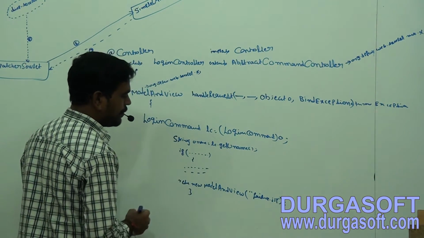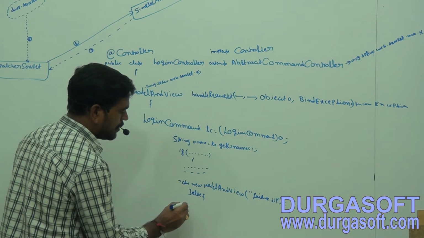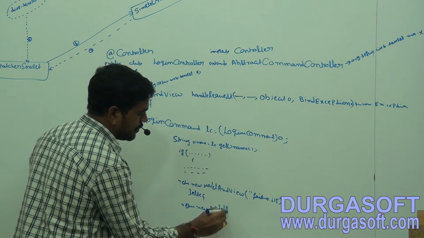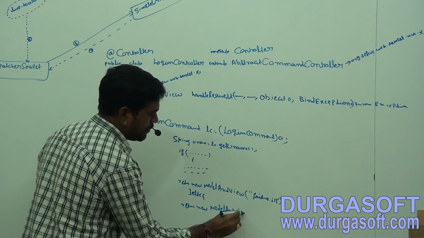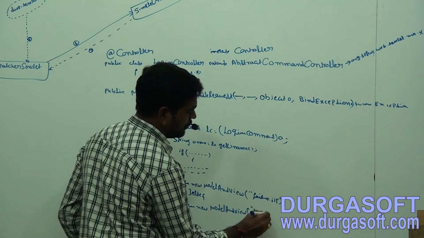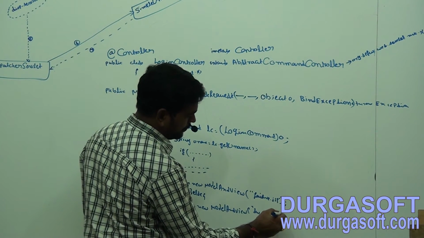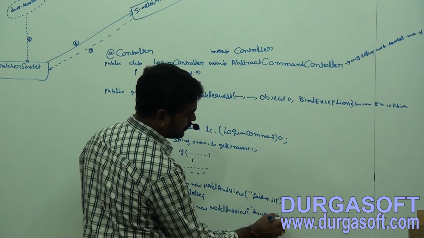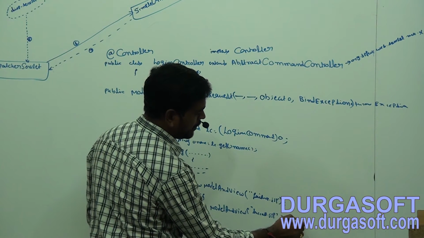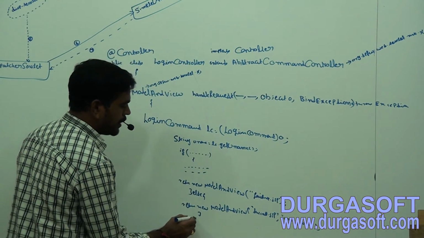Then close. Right? Else return new model and view. Now here success.jsp. Then next here logical name uname. Then next here data, model data uname. Close the method, close the class.